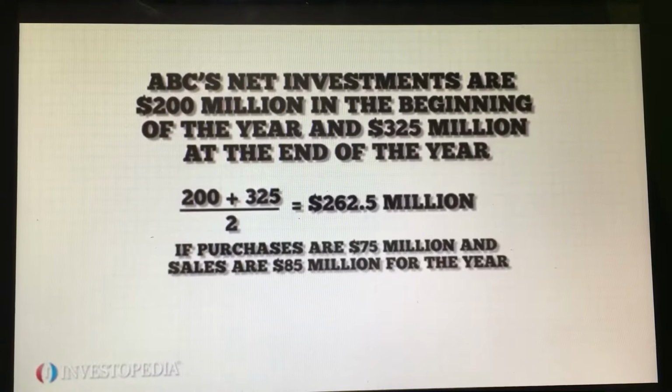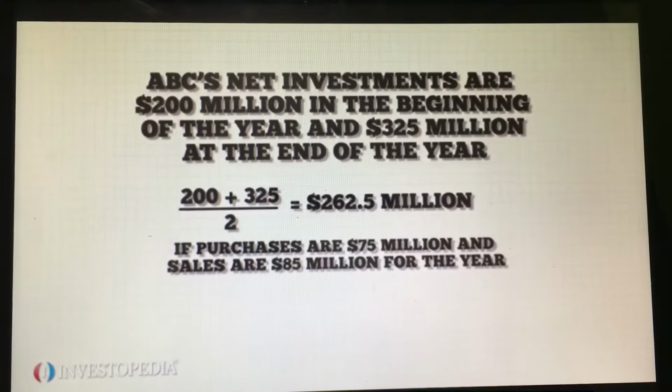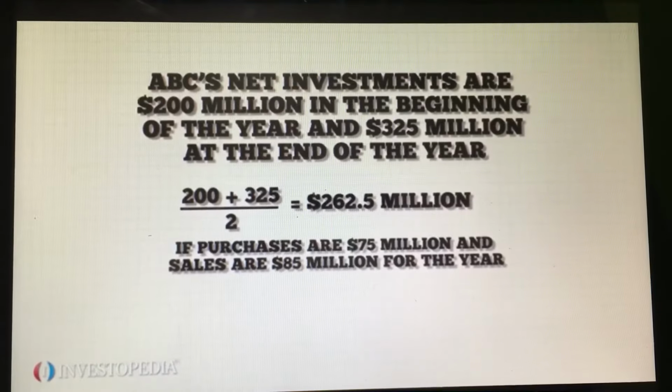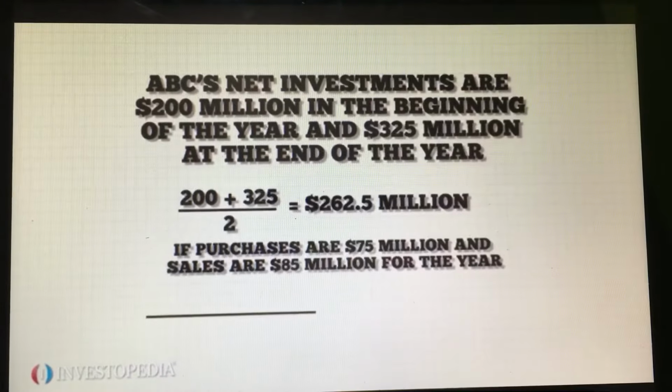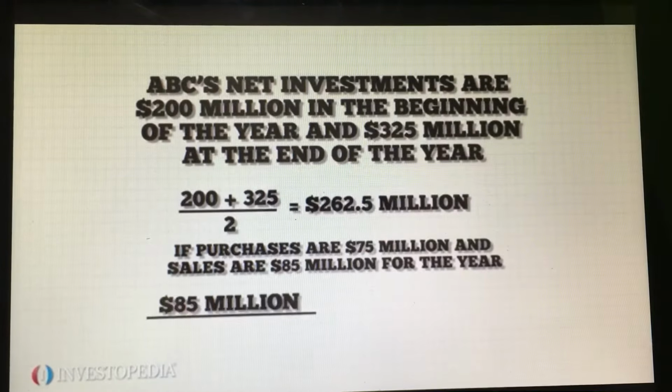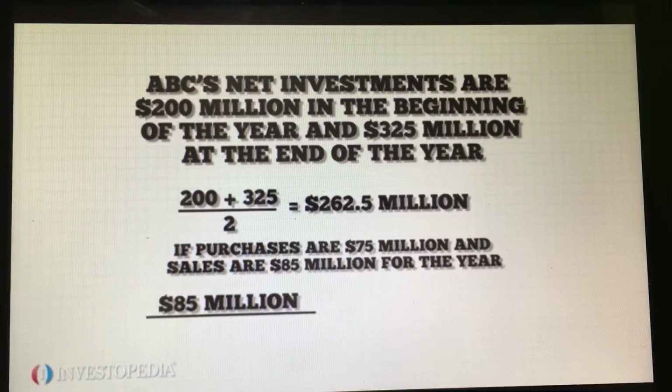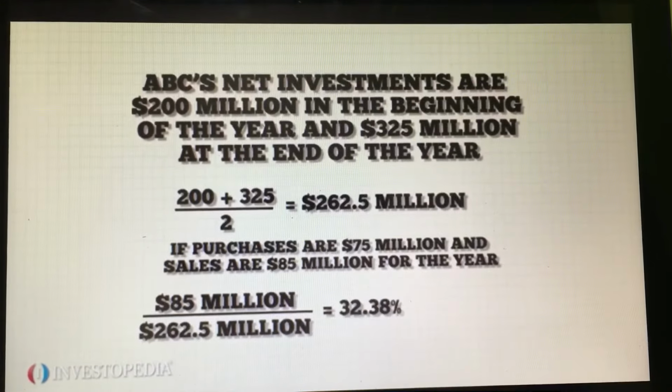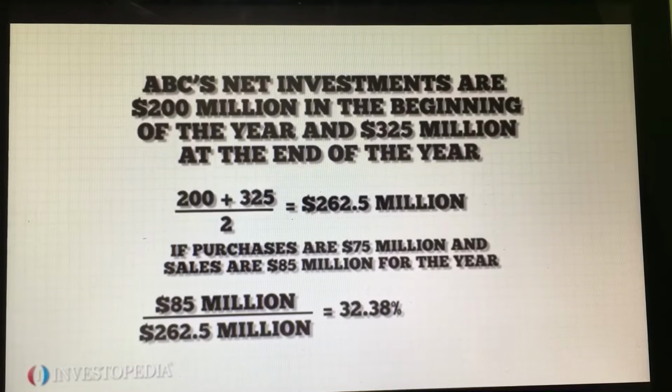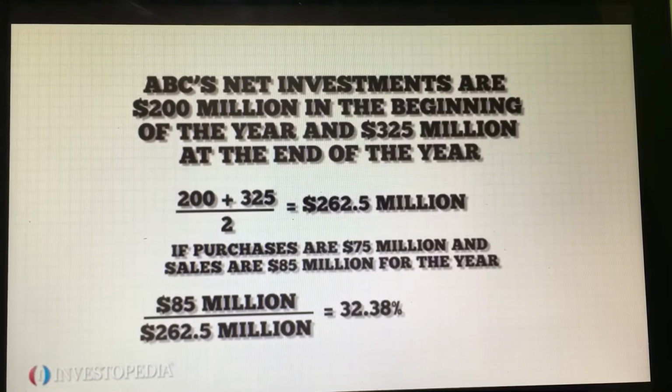If purchases are $75 million and sales are $85 million for the year, then the turnover ratio is calculated by dividing the greater number, $85 million, by the average net investments, $262.5 million. This equals a turnover ratio of 32.38%.